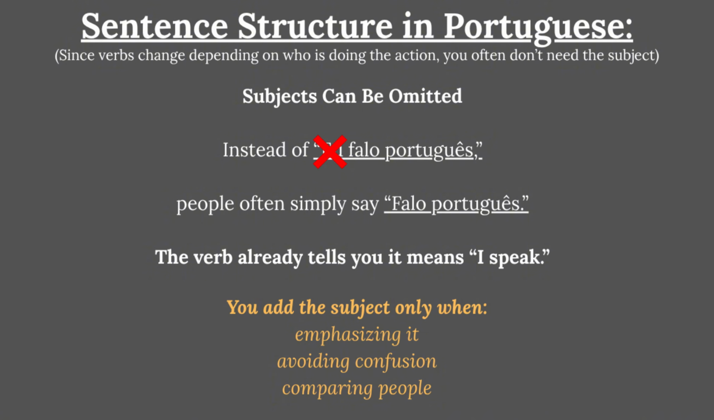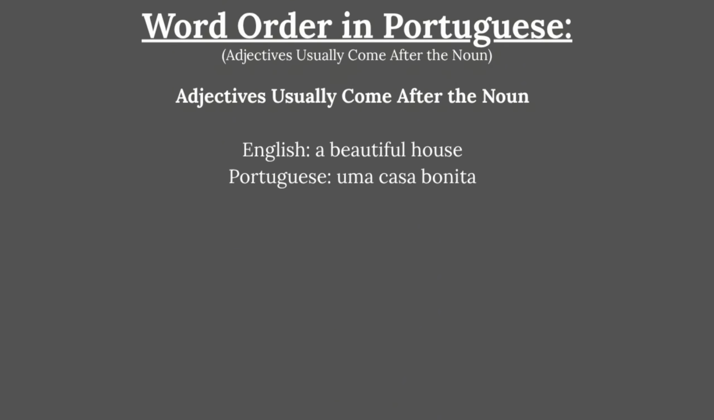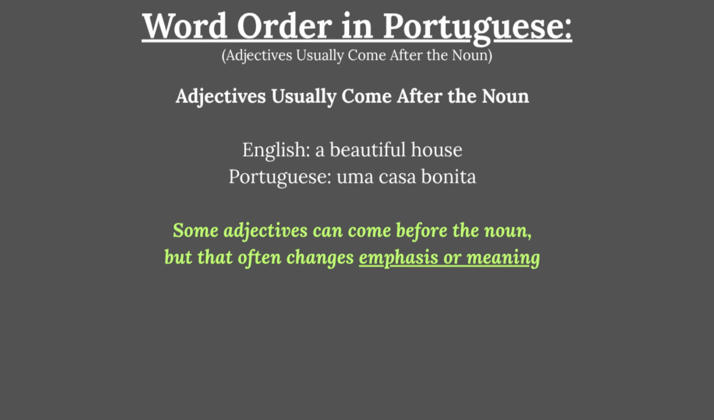One concept that Portuguese does differently is placing adjectives after nouns, like saying uma casa bonita. However, some can come before the noun, but that often changes the emphasis or meaning, and this concept will be shown in a separate video.